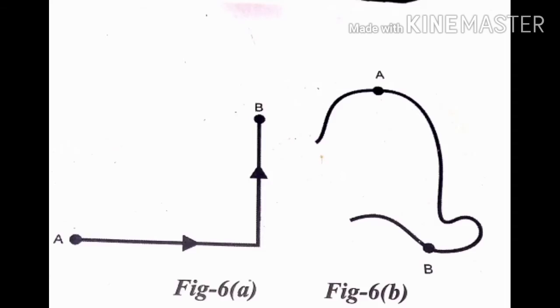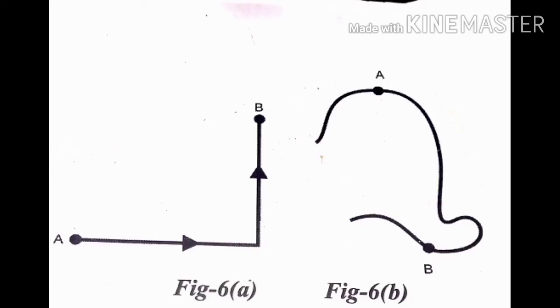Let's go to activity 2, drawing displacement vectors. A car moves along different paths as shown in the given picture. Observe 6A and 6B. The points A and B are the initial and final positions of the car. Generally, the distance covered and displacement are time-dependent quantities. So, here A to B, A is initial position, B is final position.